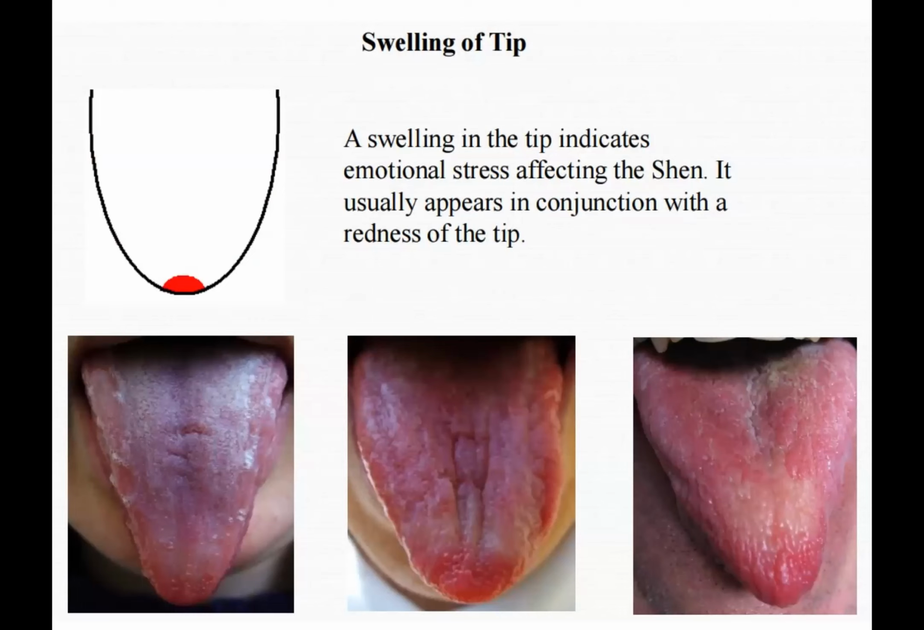Now let's discuss the swelling of the tip. A swelling in the tip indicates emotional stress affecting the Shen. It usually appears in conjunction with a redness of the tip, as shown in the pictures.